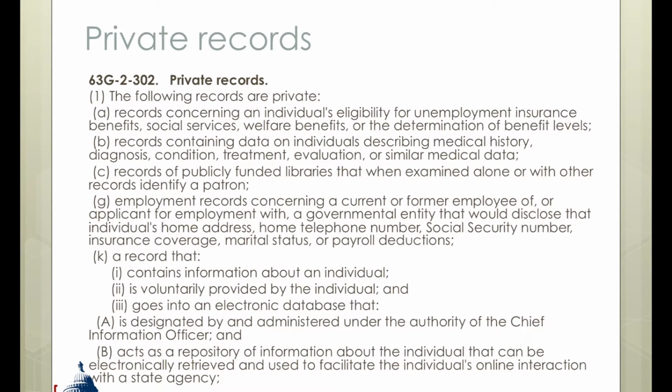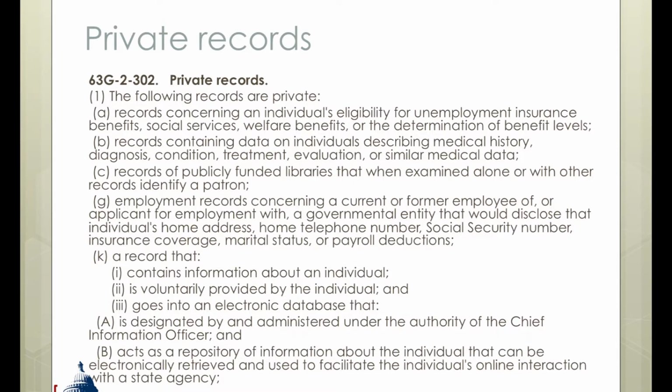So records of a publicly funded library that identify a patron. That's interesting, but what you check out of the library, no one else has a right to know. And then number G is employment records concerning a current or former employee of or an applicant for employment that disclose the individual's home address, home phone number, social security number, insurance coverage, marital status, payroll deductions. So we saw that gross compensation was public, but their payroll deductions or exactly all the details of how they're being paid is private.